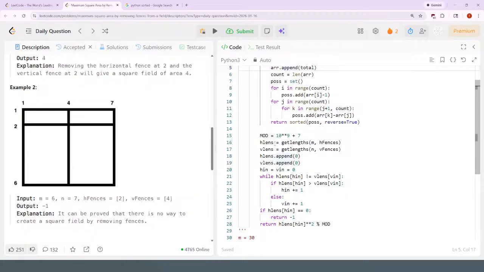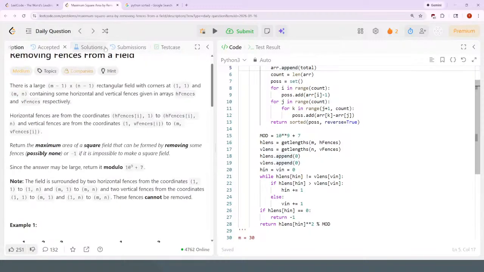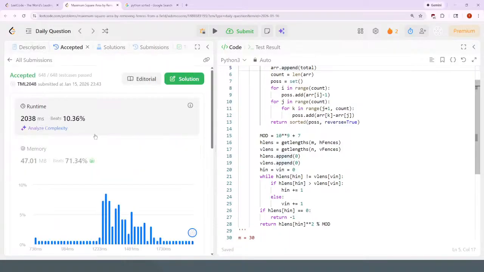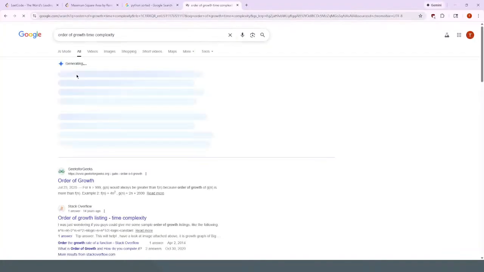It's definitely n squared. How to do this better? I mean, it's technically not that bad, to be honest. It doesn't seem like it's actually an order of growth off. What was that called again? Order of growth. Time complexity. What is the term there again?